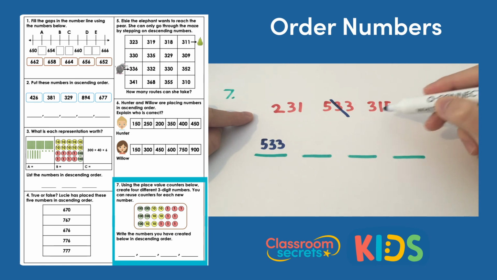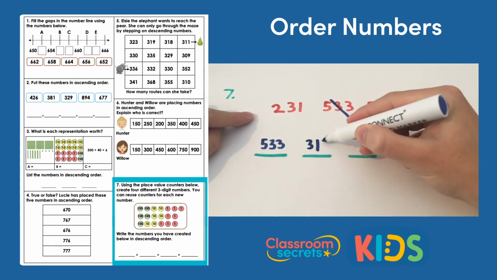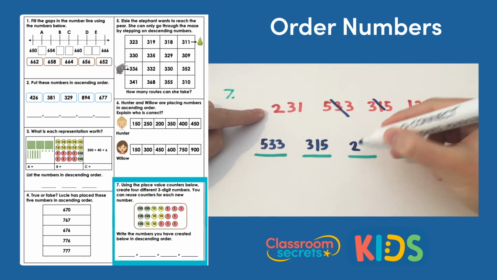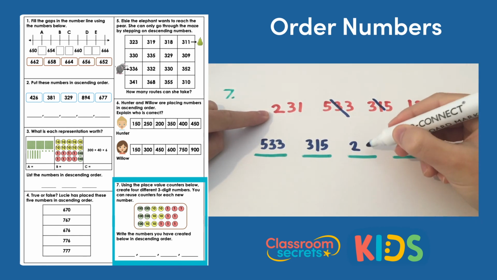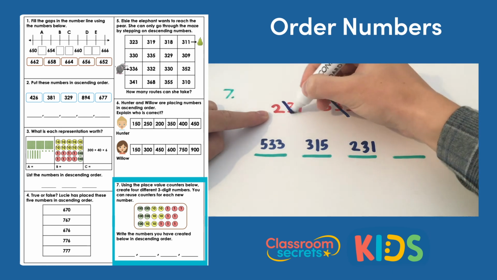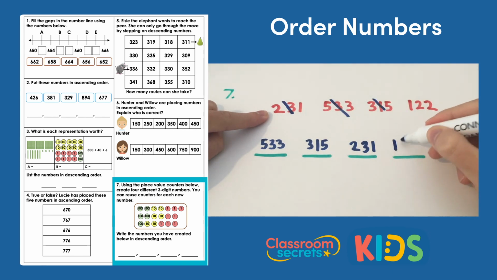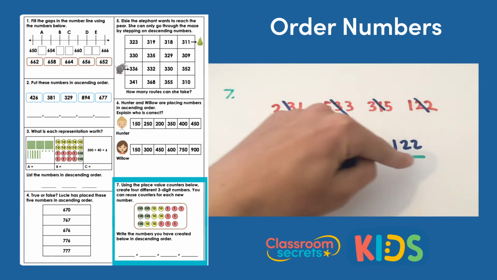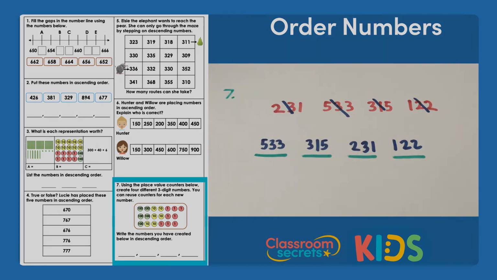300 is the next biggest hundreds. So 315 is next. Then 231, because 200s is more than 100. And then my last number, 122. So that's my numbers going in descending order. They're getting smaller. So that was an answer video on ordering numbers, and I hope you found it useful.